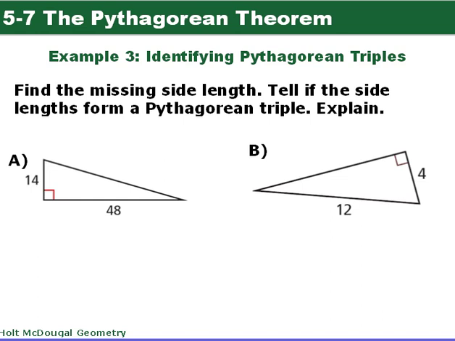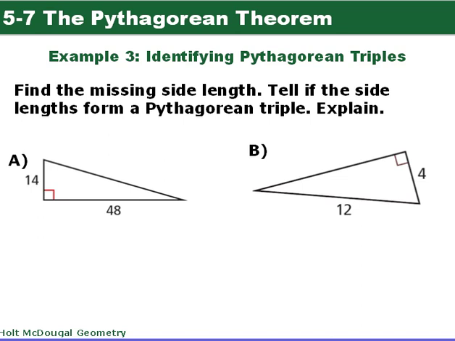All right, so let's look at an example. Find the missing side length, tell if the side lengths form a Pythagorean triple. So we're going to use our Pythagorean theorem and find the missing side and see if they are all whole numbers. First one, so here's our right triangle. So this is A, B, C. So we're going to have 14 squared, oops, plus 48 squared equals, that's not a square, is it? It's a degree sign.